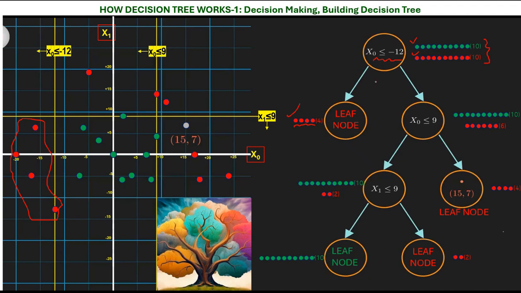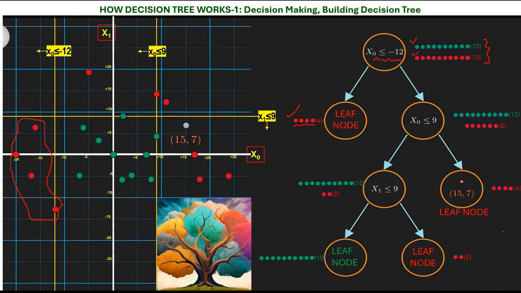Any data points greater than -12 would go to the right. So all these data points would go to the right. I am left with how many data points now? 10 green data points as usual, because none of them fall under this condition, and 6 red points, because 4 red points are already classified under the left side leaf node. So I have 10 green points and 6 red data points.